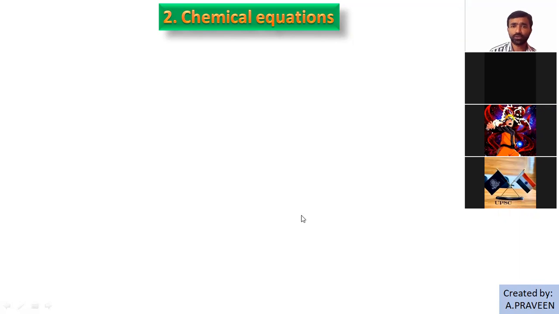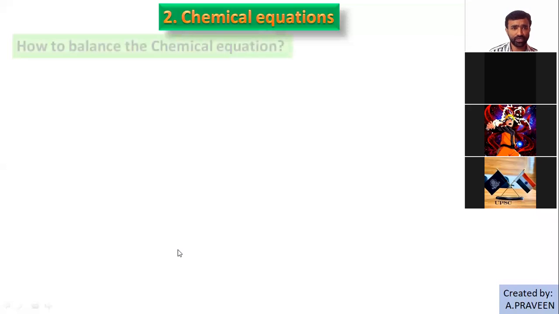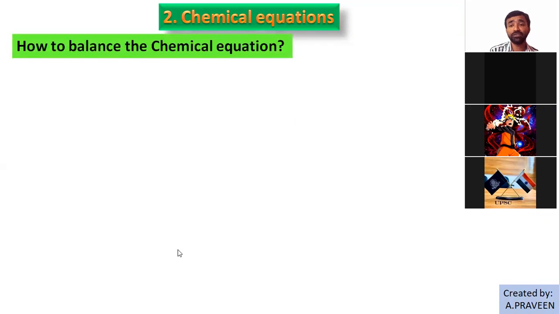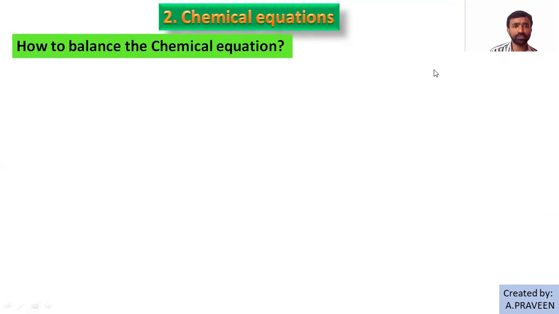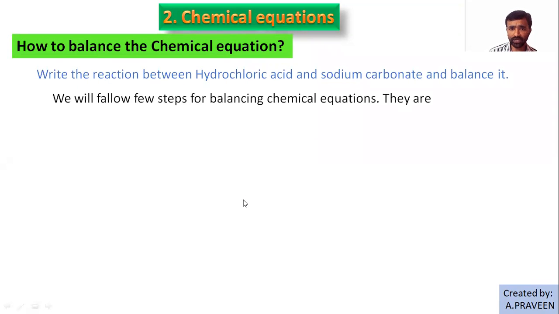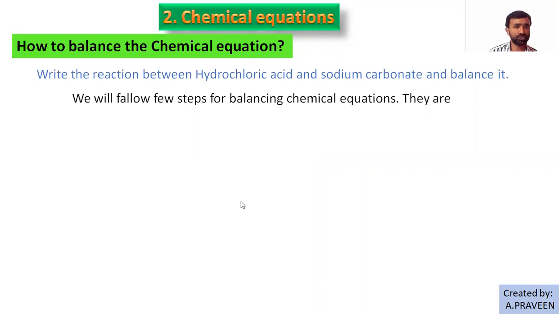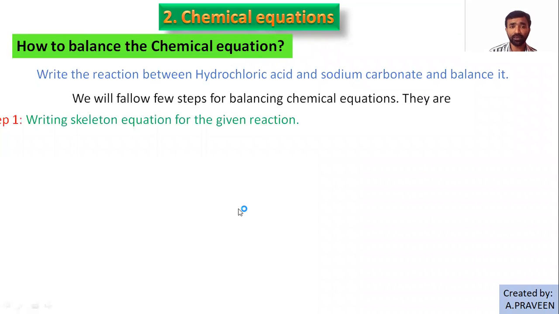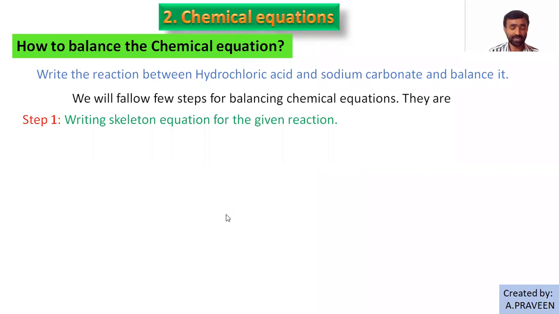So, the topic is chemical equations. Yesterday we completed balancing chemical equations, right? So I'll remind you again of the stepwise balancing of the reaction between hydrochloric acid and sodium carbonate. The very first step is writing the chemical equation, right? The skeletal or primary equation using the symbols and formulas. So we will write the formula HCl plus Na2CO3 gives NaCl, H2O and carbon dioxide.